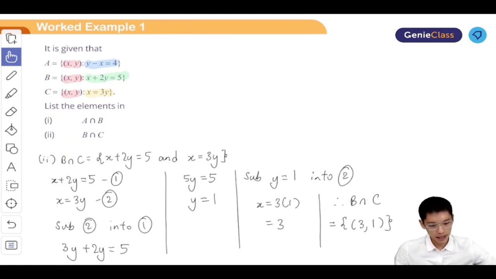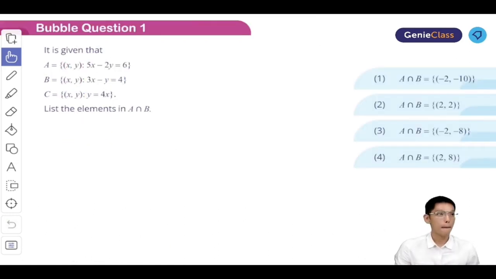Let's see how you guys do it by yourself. Bubble question 1. Let's see how you guys do it. All right. Given the sets, solve them accordingly. Launching the bubble. 1 minute 30 seconds in 3, 2, 1, and let's go. All right. Very good. So take note of the sets that are used here and solve them accordingly.